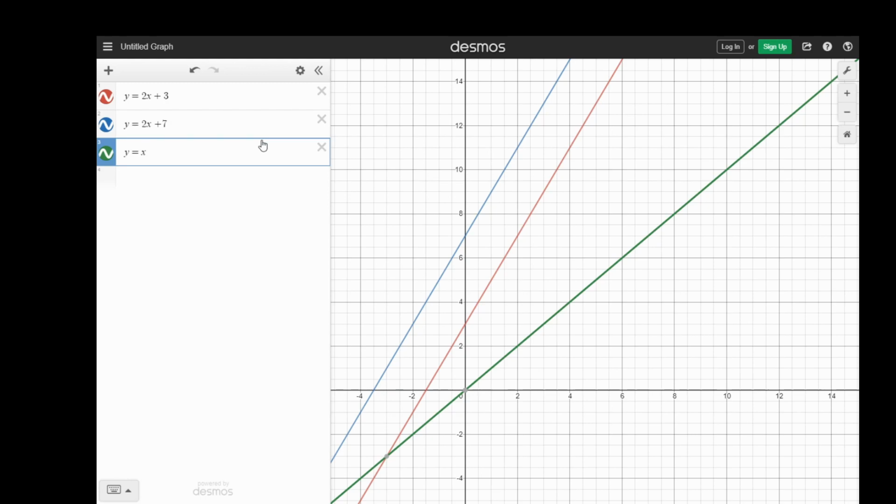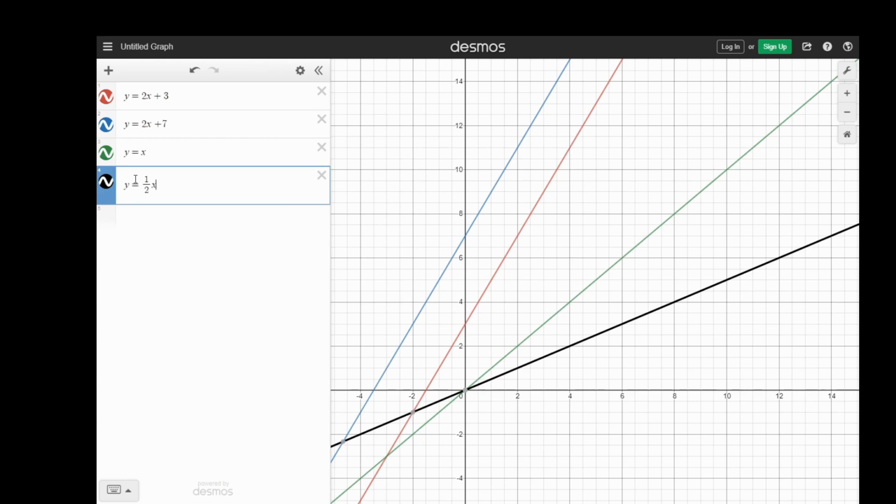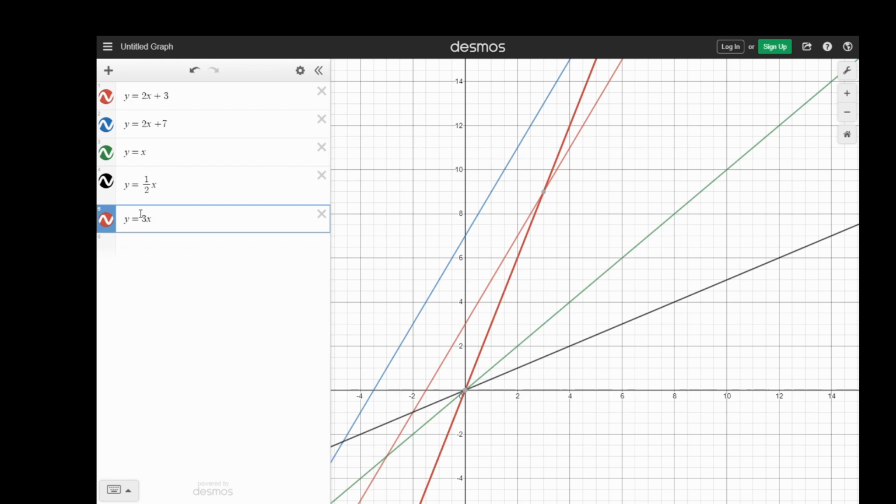Comparatively, the ones with the higher slope are steeper than this one. This is kind of a shallow line. These two are steeper. And if we want, we can continue this trend and we could look at half x, which has a shallower slope, or we could look at 3x, which has an even steeper slope still.